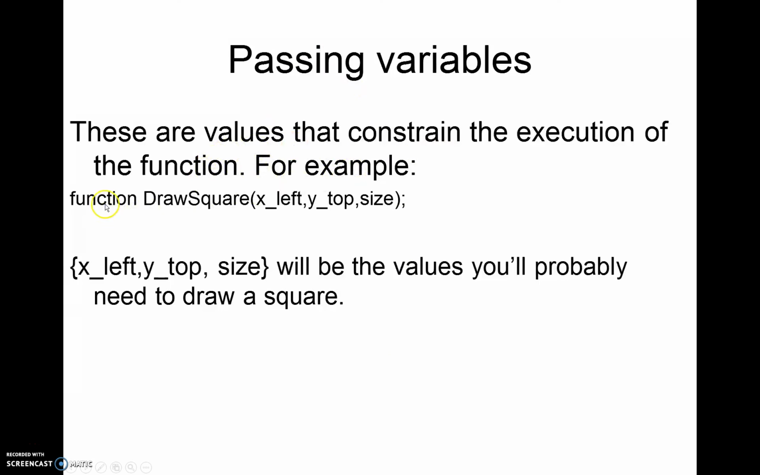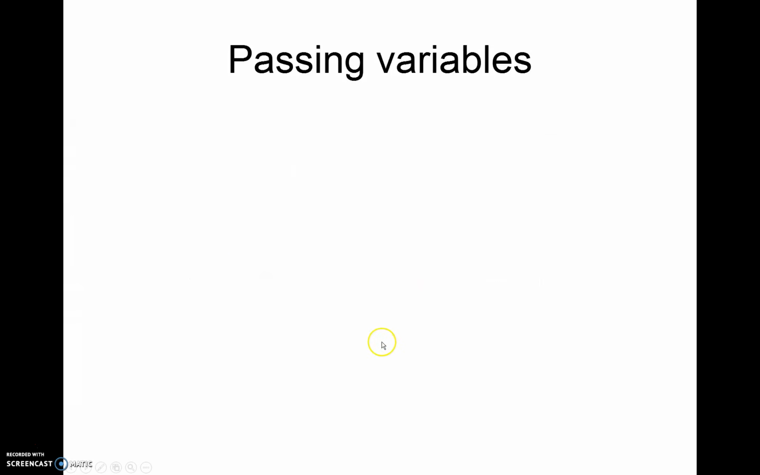For example, you might have a function called draw square, and you might want to indicate that you want it to draw at some leftward place and at some place from the top, and you want it to be a certain size. Where you want it to start on the left, where you want to start at the top, and the size are going to be values you would need to draw a square, and it will then draw the square with those values. And we'll talk more about drawing next class.